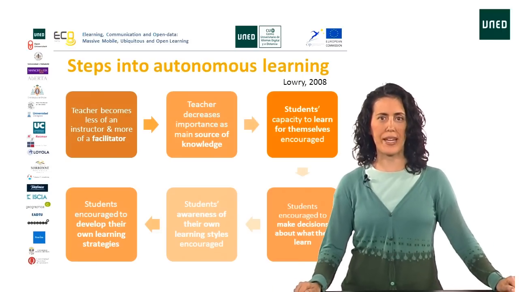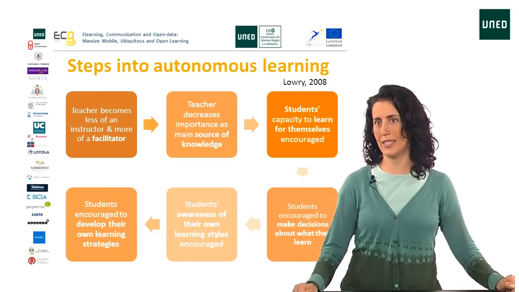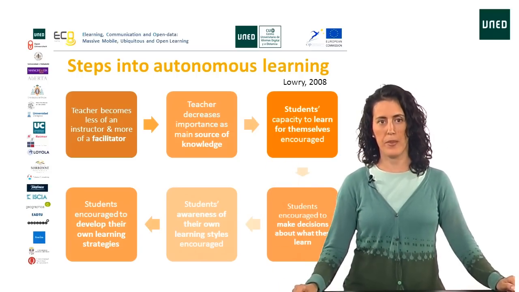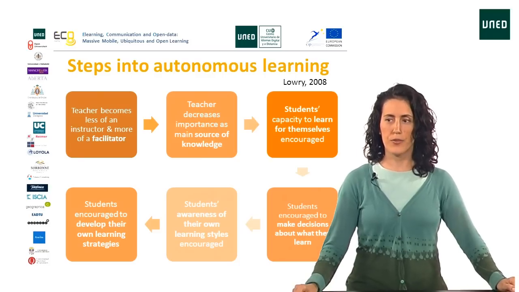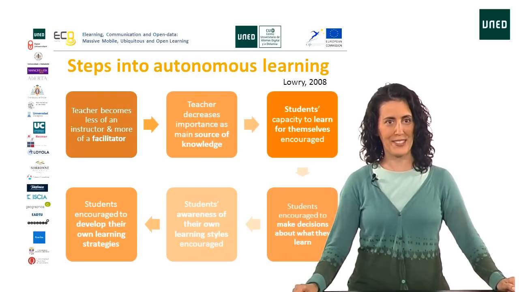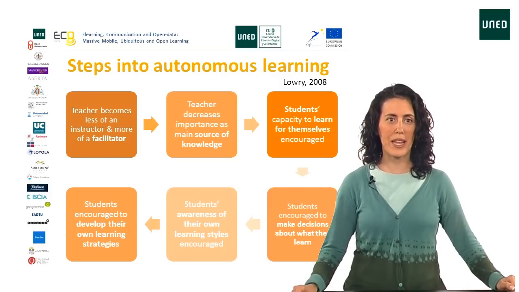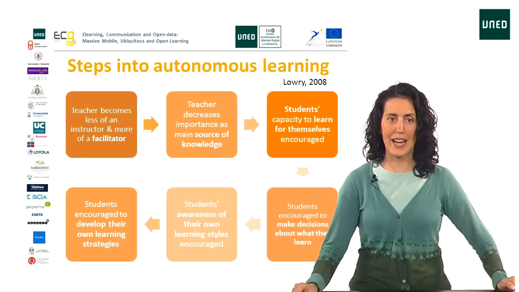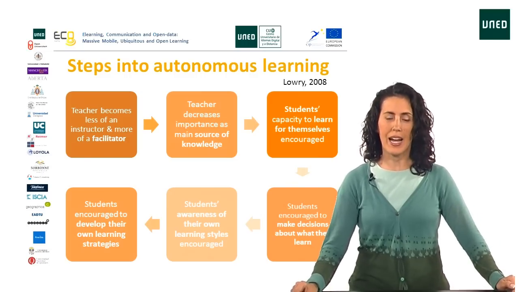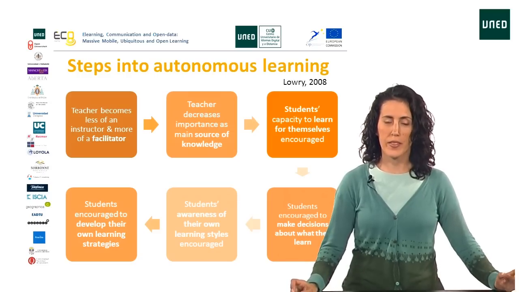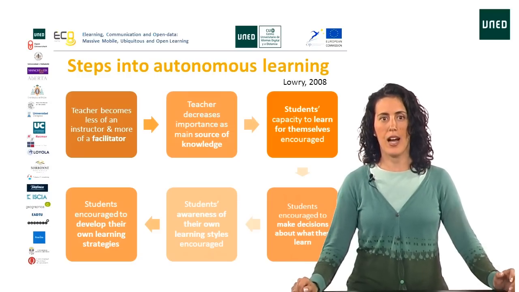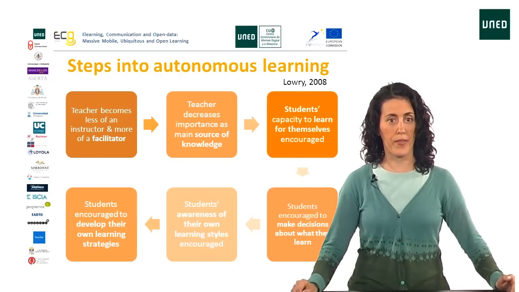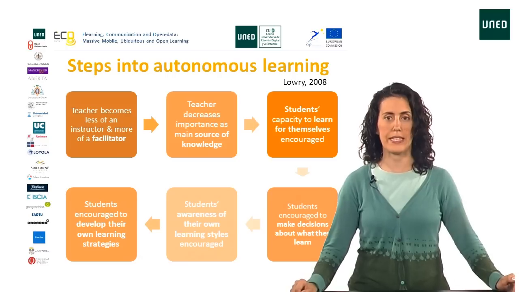Now, how do we become autonomous then? I have put in that slide that you can see there on my right, different steps to become an autonomous learner. First of all, we sort of forget about the teacher. The teacher becomes less of an instructor and more of a facilitator. The teacher should guide you into your learning. And that's related to the next step. So the teacher decreases that importance as the main source of knowledge. We take control as learners, and we know that there are more sources of knowledge, not just the teacher.